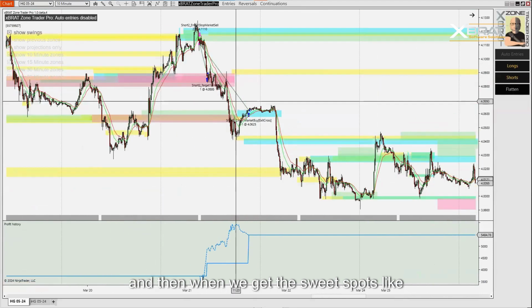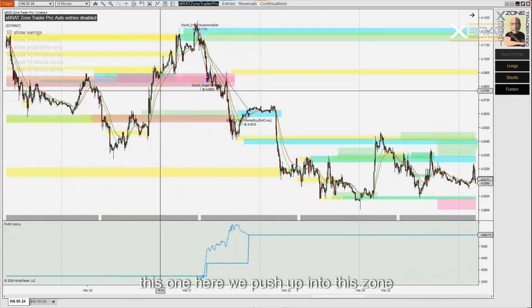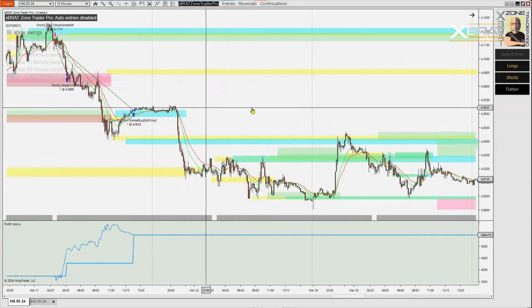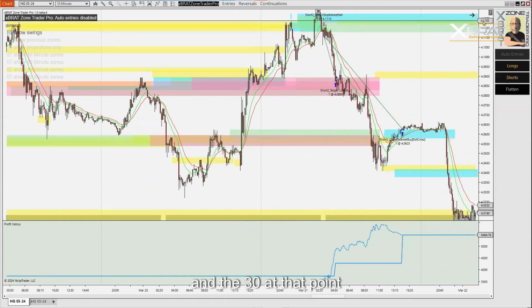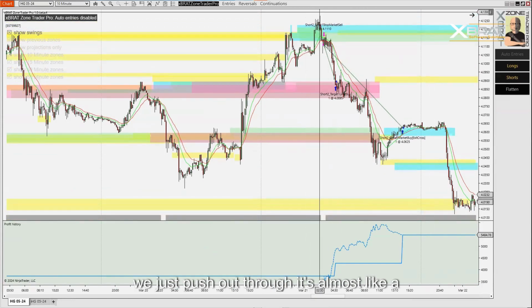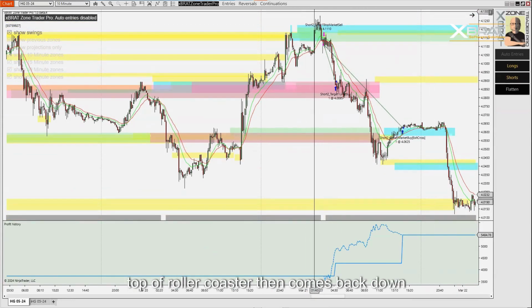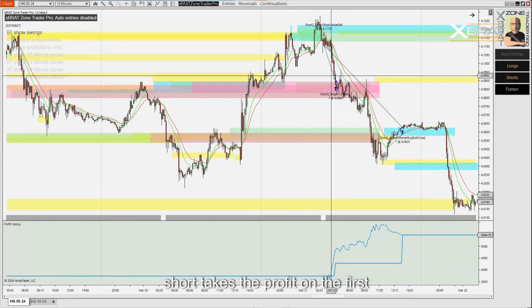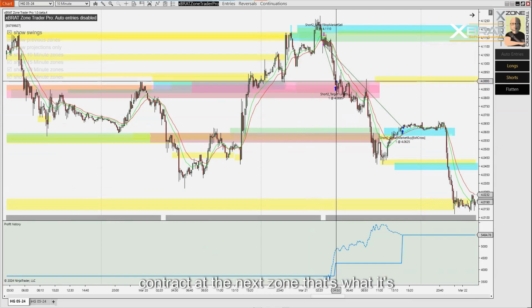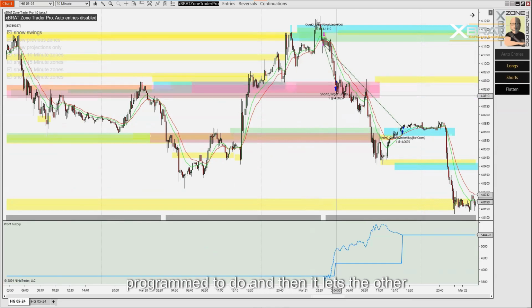And then when we get the sweet spots like this one here, we push up into this zone. We get a confluence of the 10 and the 15 and the 30 at that point. We just push out through. It's almost like the top of a roller coaster, then comes back down again, pushes through. We get the signal to go short, takes the profit on the first contract at the next zone. That's what it's programmed to do.